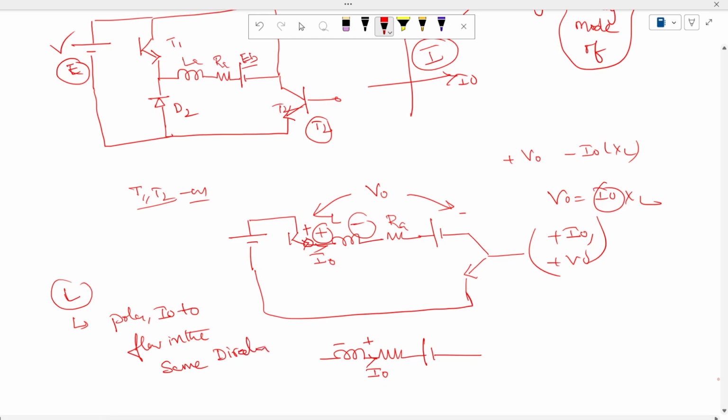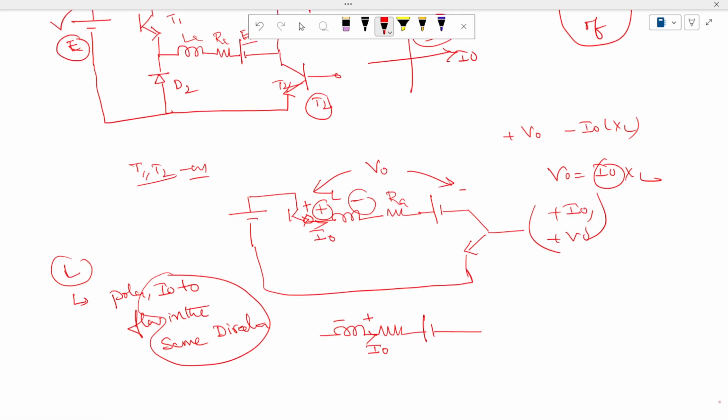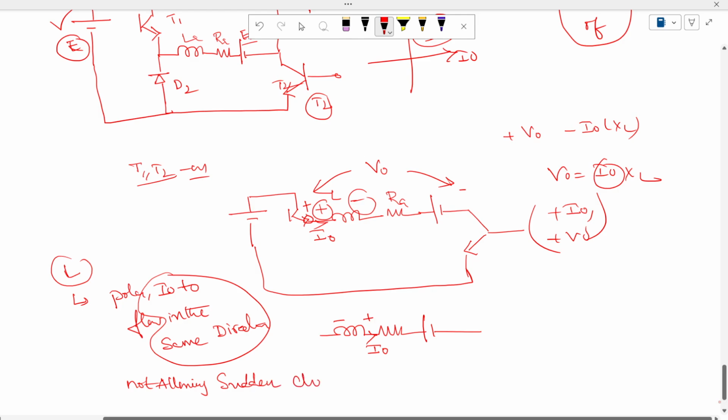The meaning here is that I0 will flow in the same direction, which means it is not allowing sudden change in current. So the property that an inductor doesn't allow sudden change in current is now fulfilled. So now it flows like this, and you can see here.